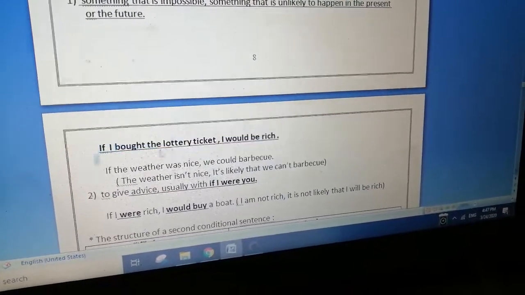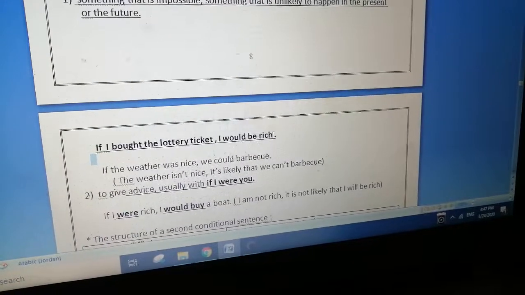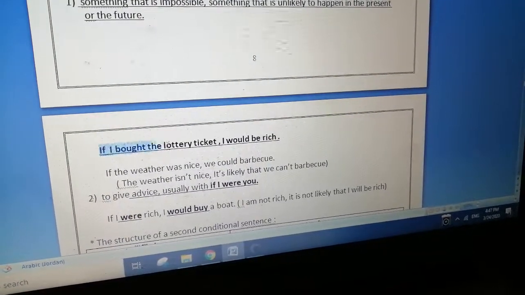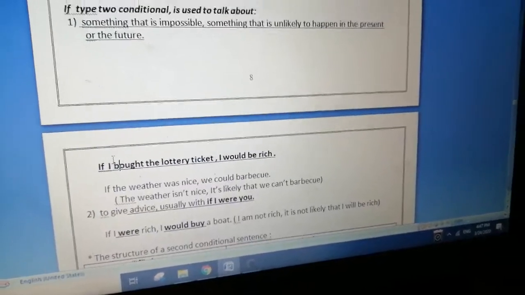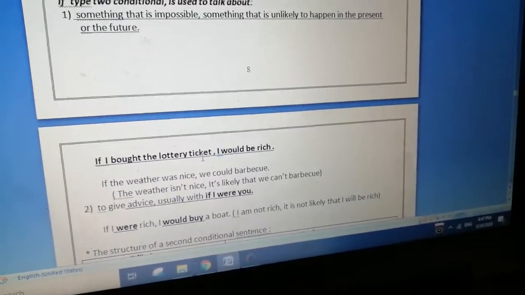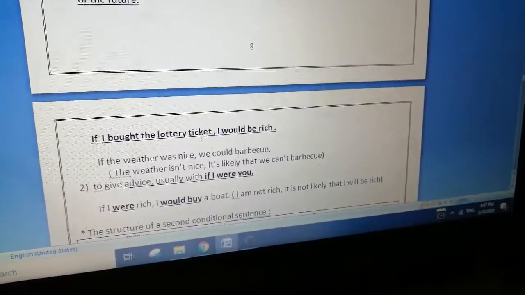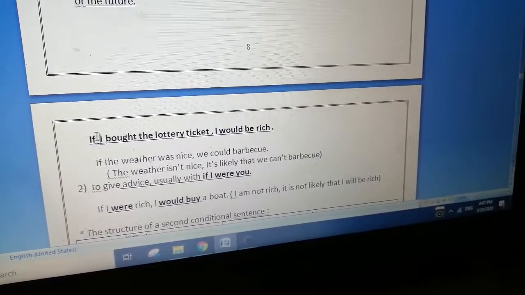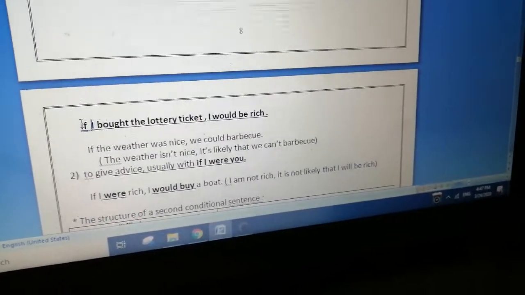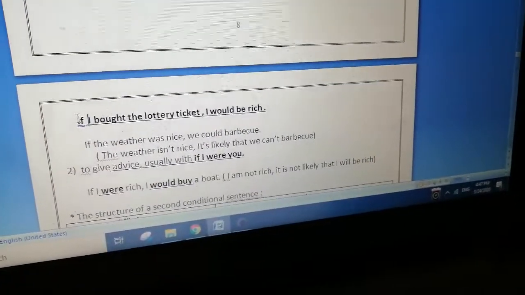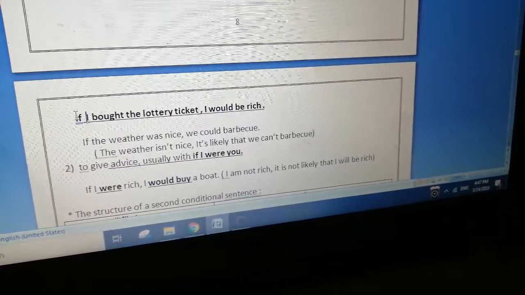Example, if I bought the lottery ticket, I would be rich. If you look at the first part, I'm talking about a situation in the past and the result will be in the future, but it won't happen. Why won't it happen? Because I can't go back in the past and buy the ticket again. I can't. So this is an impossible situation.